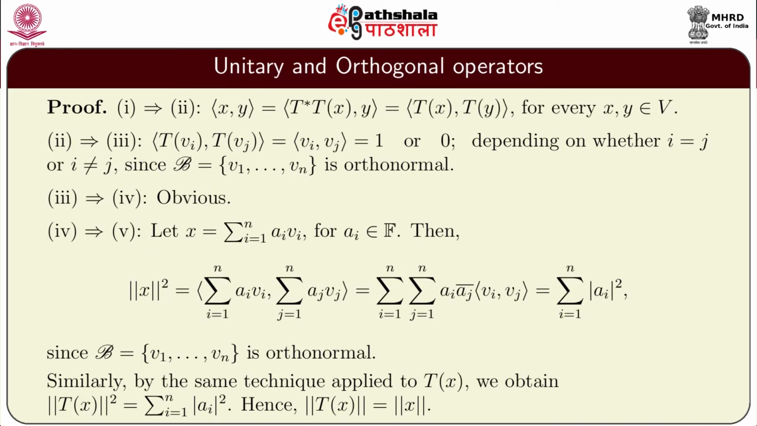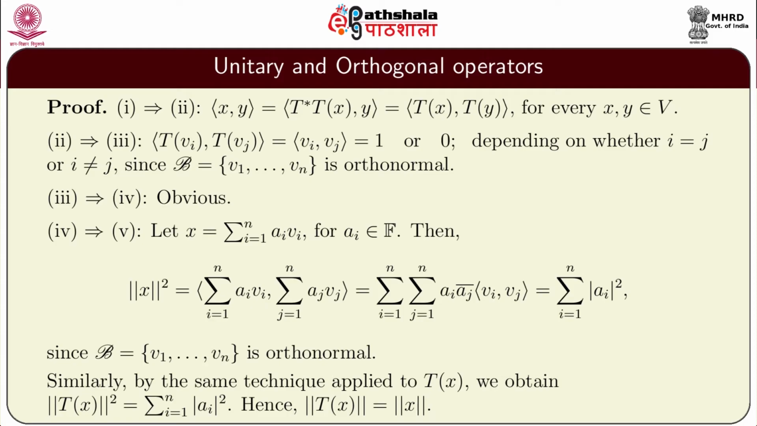Proof: 1 implies 2, inner product x comma y is equal to inner product T star T x comma y, and that is equal to inner product Tx comma Ty for every x, y in V. This shows that T preserves the inner product on the inner product space V. 2 implies 3, inner product Tvi, Tvj is equal to inner product vi, vj, and that is equal to 1 or 0 depending on whether i is equal to j or i is not equal to j, since B, that is the set consisting of v1, v2, ..., vn, is orthonormal. 3 implies 4 is obvious.